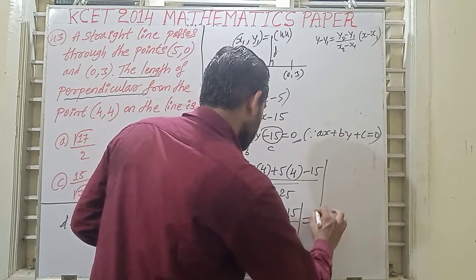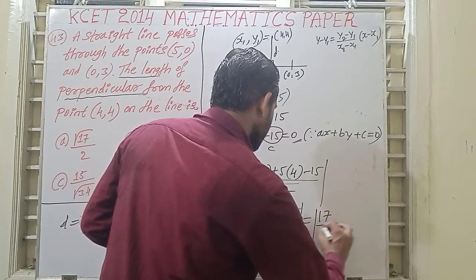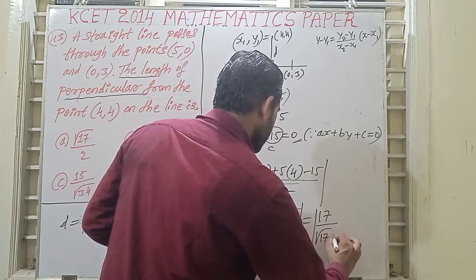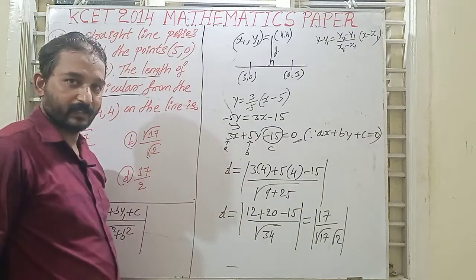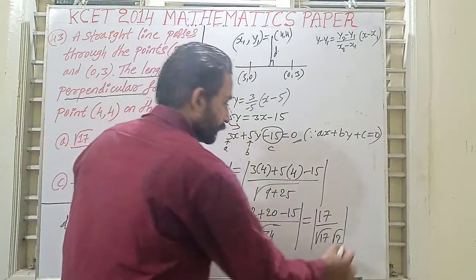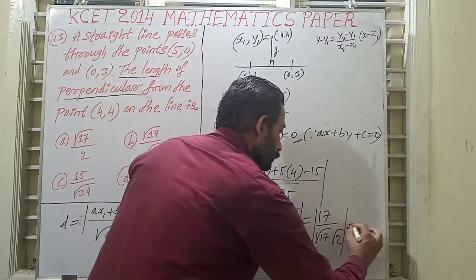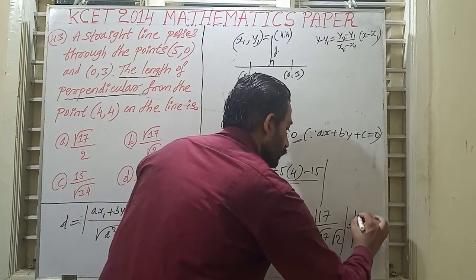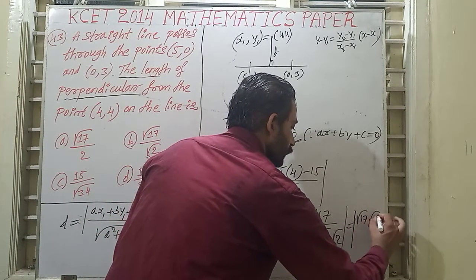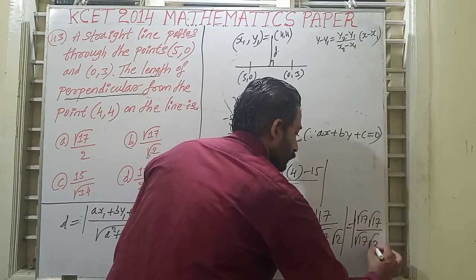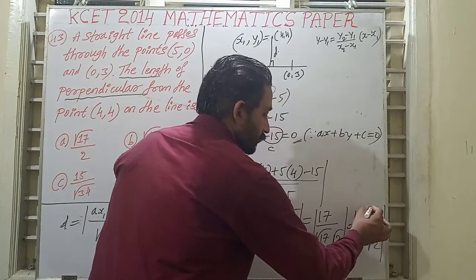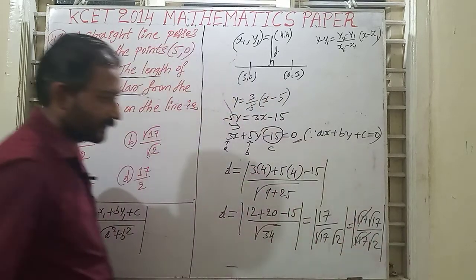So next, this is 17 divided by square root of 17 into square root of 2. 17 2s are 34. 17 can be written as square root of 17 into square root of 17, divided by square root of 17 into square root of 2. So square root of 17, square root of 17 cancel.